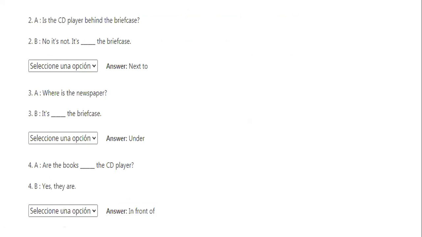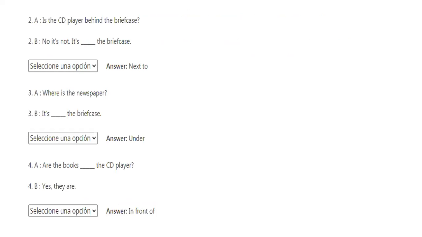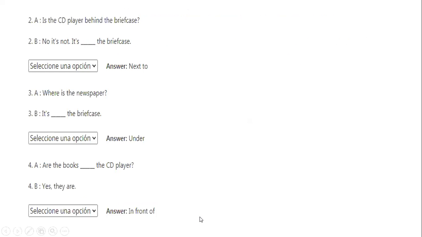Number two, is the CD player behind the briefcase? And then you look at the picture and you say, no, maybe it's next to or close to, but not behind. So the right answer is next to. Where are the newspapers? So you look again at the briefcase, and you see that they are under. The newspaper is under the briefcase. So it's under the briefcase.